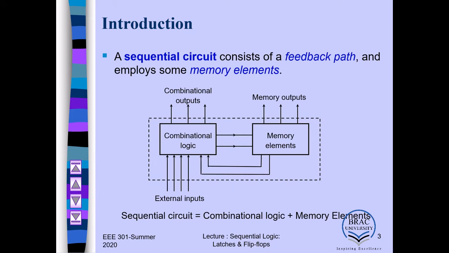Introduction. A sequential circuit consists of a feedback path and employs some memory elements. So this is the combinational circuit and these are the memory elements. If you combine these together, then we will get the sequential circuit. It has the feedback path as well, like this.